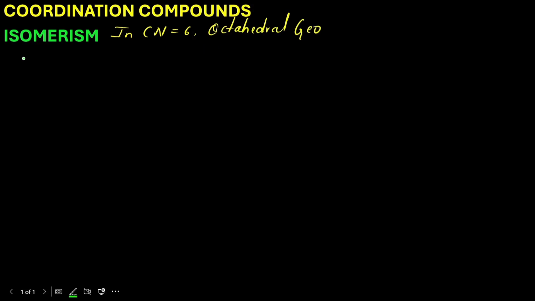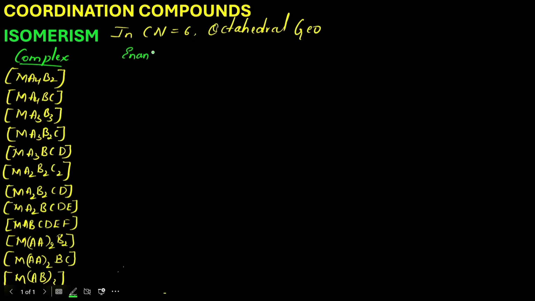Here first we will write down the complexes. Next we will write down enantiomer pair. For Ma4B2 type of complex, symmetry is possible. Therefore, the enantiomer pair is 0. Next, coming to MA4BC, here also symmetry is possible. Again, enantiomer pair is 0. Again, in MA3B3 type of complex, here also symmetry is possible. Therefore, enantiomer pair is 0.